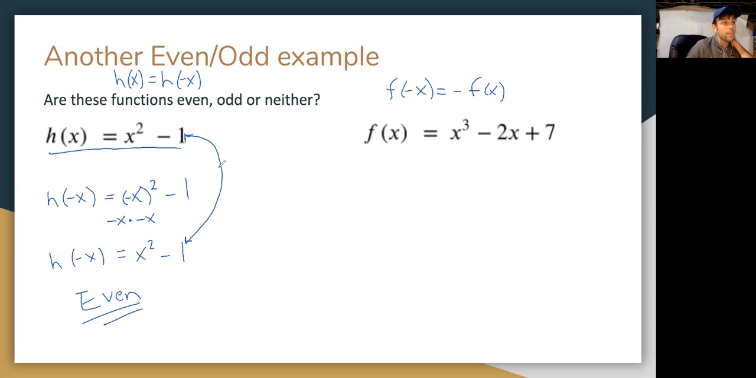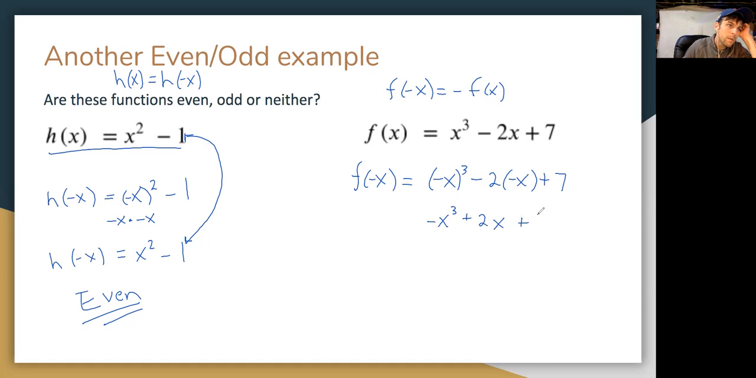Pretty simple. Next one, because we have an odd power here, I'm going to test to see if it's odd. So f of negative x is negative x to the third minus 2 times negative x plus 7. A little simplifying here. This is negative times negative times negative, so we're going to put a negative x to the third. Negative 2 times negative x is plus 2x, plus 7. All right, and so that is f of negative x.